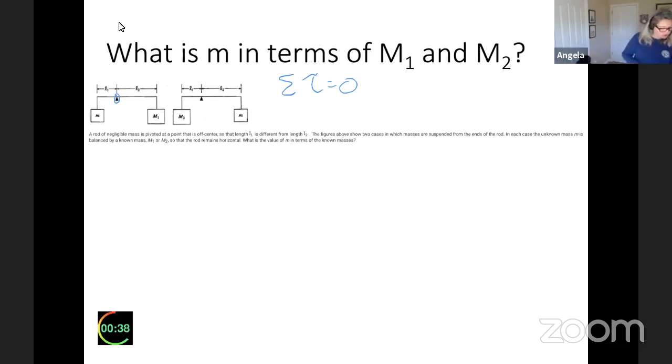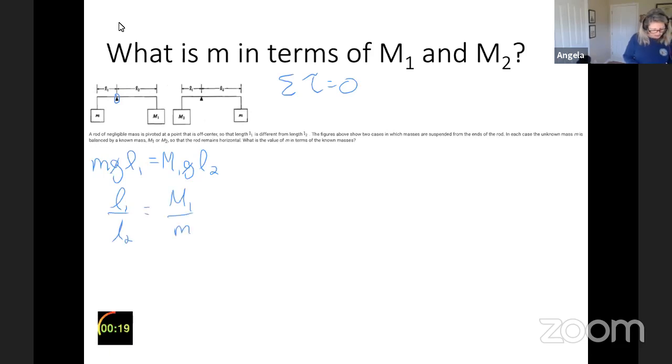So on the left, the situation on the left, the positive torques would be mgL1, and that has to equal the clockwise torques, which would be m1gL2. Cancel the g's and solve for L1 over L2, and you would get M1 over little m.